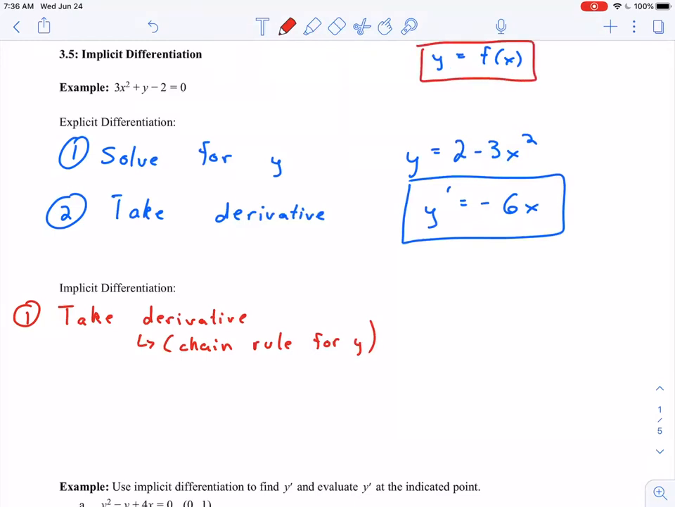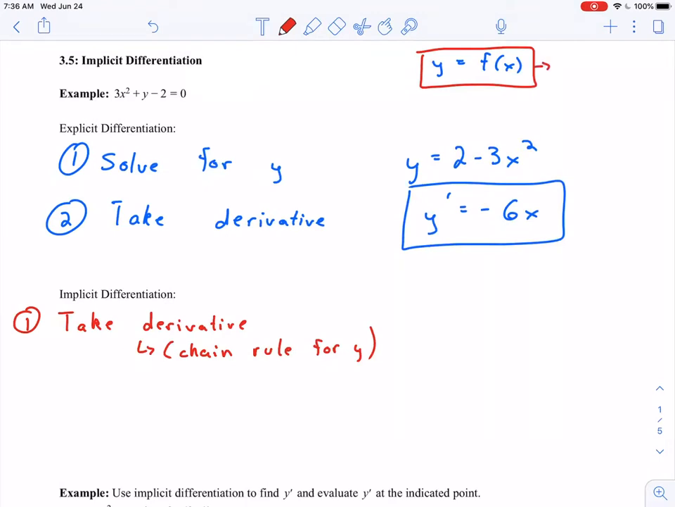And the reason I need to do this here is I'm thinking about, I wrote this earlier, I said y is equal to f of x, which if I actually write out what this means, this says y is a function of x. So if y is a function of x, I have to use the chain rule when I take the derivative of that term. So I'm not going to actually change this expression at all. I'm just going to leave it as 3x squared plus y minus 2 is equal to 0. And I'm going to take the derivative of this whole equation without solving for y first.